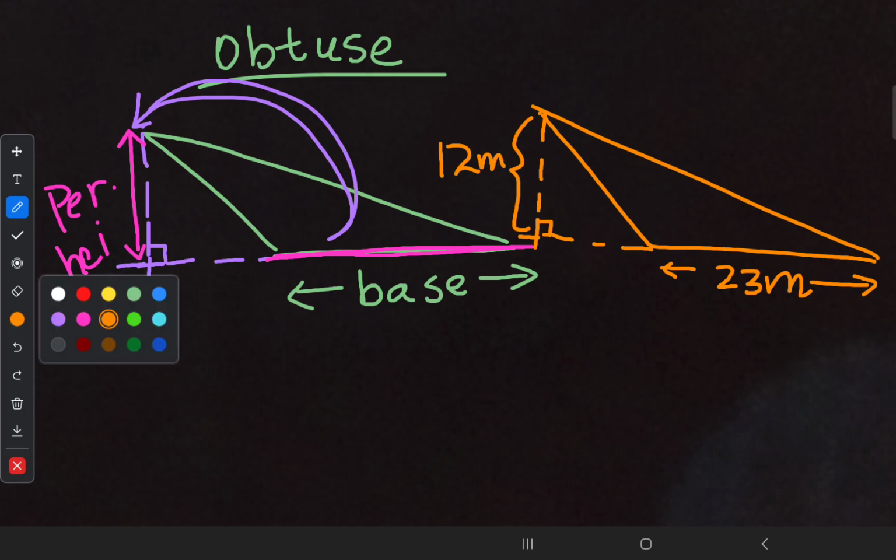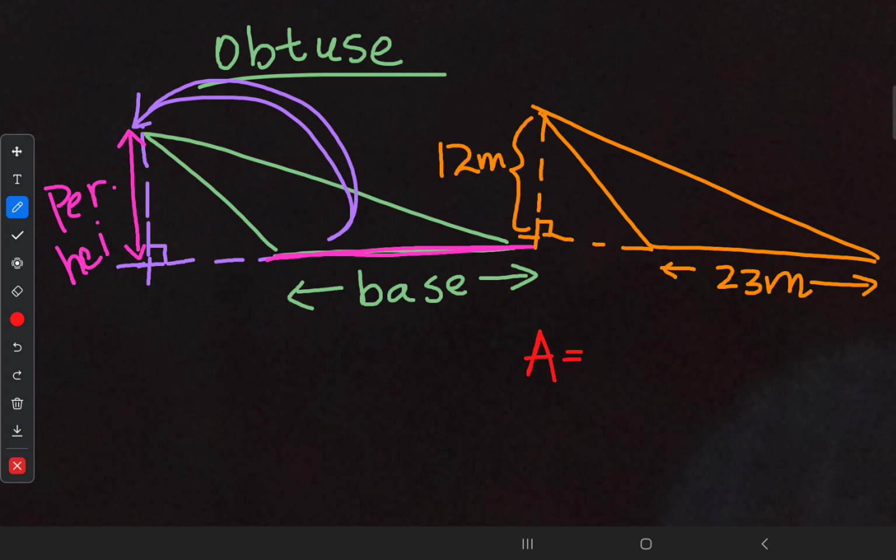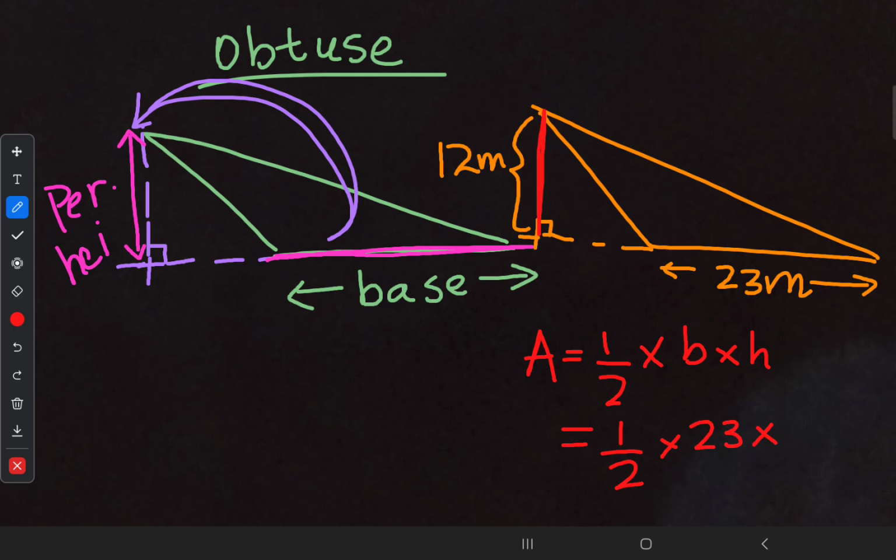The equation is the same. To find the area, we have to identify our base and perpendicular height correctly, in a proper manner. Then let's substitute those values in the formula: half into base into perpendicular height. So half, here the base is indicated by this one. This is going to be our base. So 23 should be multiplied by the perpendicular height, 12. Then let's multiply 23 times 12.